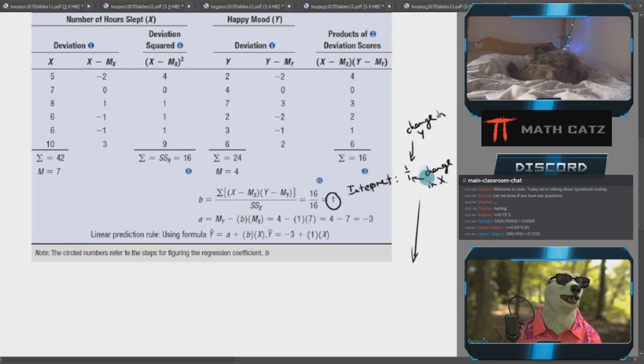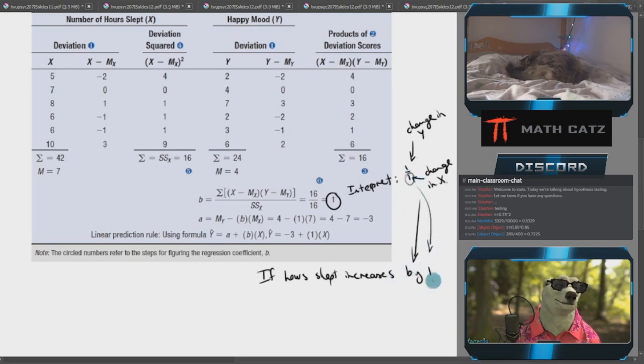Now, remember which one is which, right? The bottom one, X, is your hours slept. The top one, Y, is your mood rating. So if hours slept increases by 1, I always write it bottom up. So I look at the change in the x variable and then the corresponding change in the y variable. Now in this case, they're both 1.